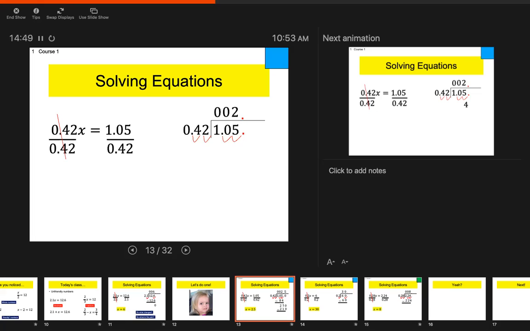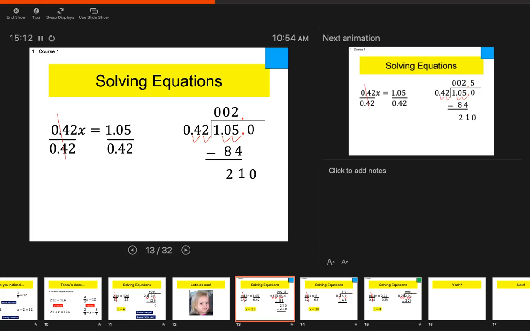2 times 4 is 8. 2 times 2 is 4. Sorry, 2 times 4 is 8. Do your subtraction. 4 from 5 is 1. I can't do 8 from 0, so I borrow from 1. That becomes a 10. 8 from 10 is a 2. I get 21. Okay, done with that step, bring down the 0.